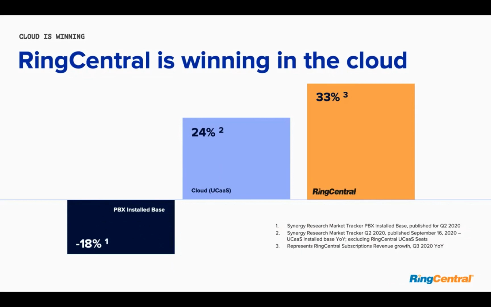As you can see, traditional on-prem system sales were down by 18%, and that was pre-COVID. Cloud UCaaS sales were up by 24%, whilst RingCentral are up by just over 30%. As alluded to earlier, this reiterates my point that RingCentral were winning pre-pandemic, and reiterates our dominance within that particular cloud space, which we know is saturated at the moment.